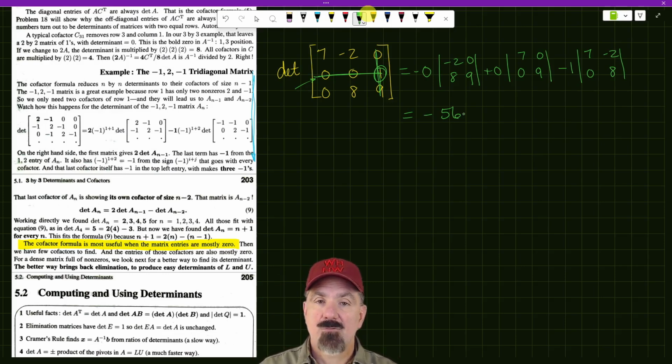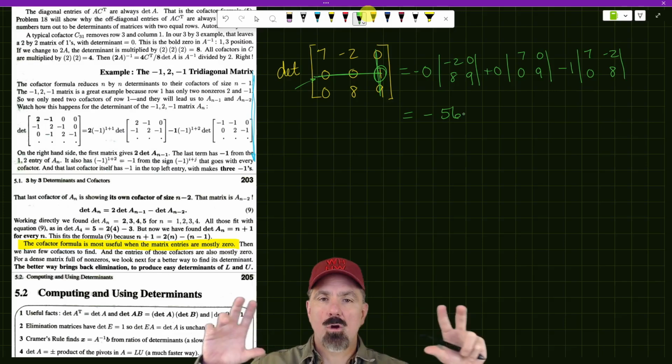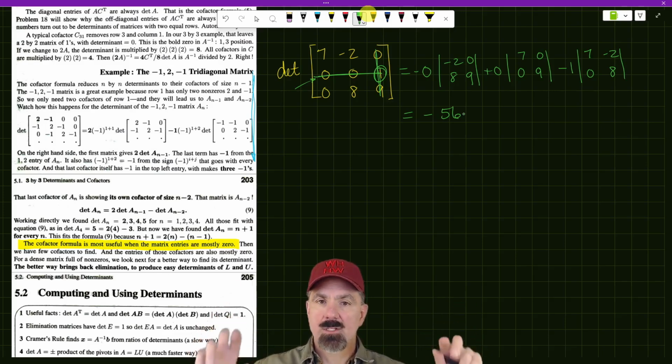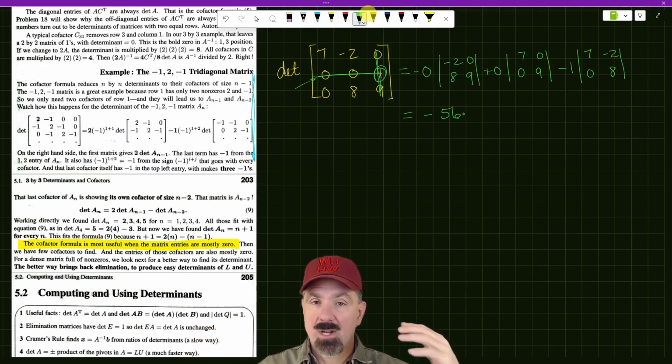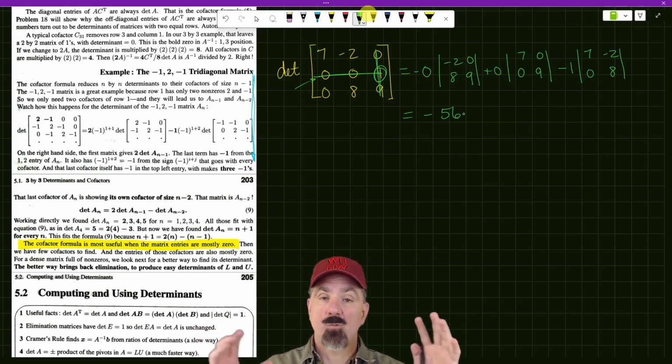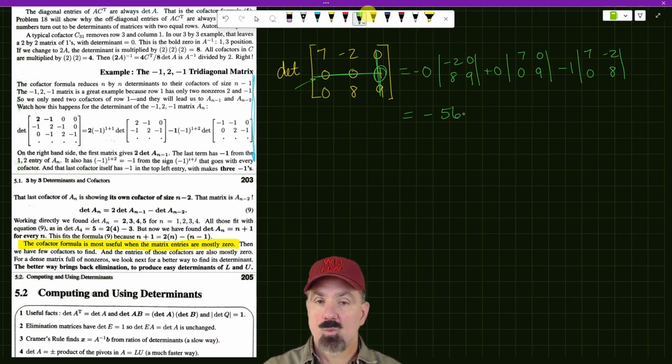So the cofactor formula, the idea of expanding along one of the rows or one of the columns, is not only theoretically useful, but when we have what we call sparse matrices, matrices that have a lot of zeros in them, it's actually a computationally effective way for us to be able to do this, because we can quickly find determinants without having to go through the procedure that we'll talk about in the next section. So that's it for the content for today.